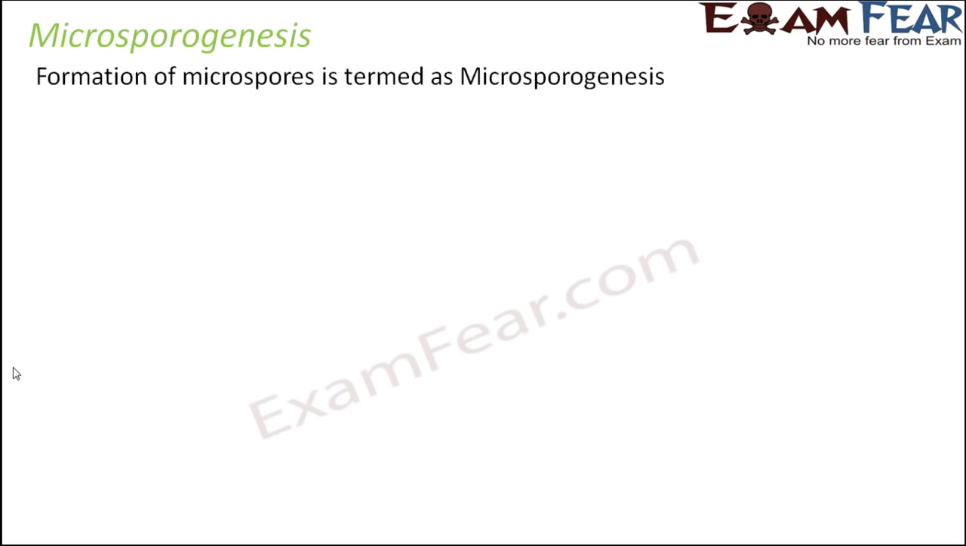Now we will talk about microsporogenesis. This is the process where we will see how microspores are produced. As I said, the microsporangium's job is to produce spores, and the spores produced by the microsporangium are called microspores. So the process of formation of microspores is known as microsporogenesis, and these microspores will later form pollen grains. That also we will see.